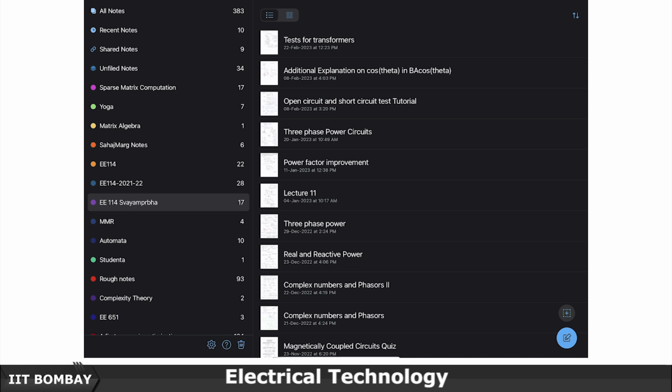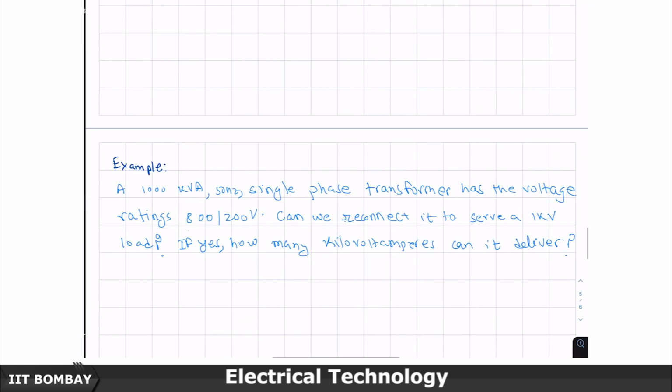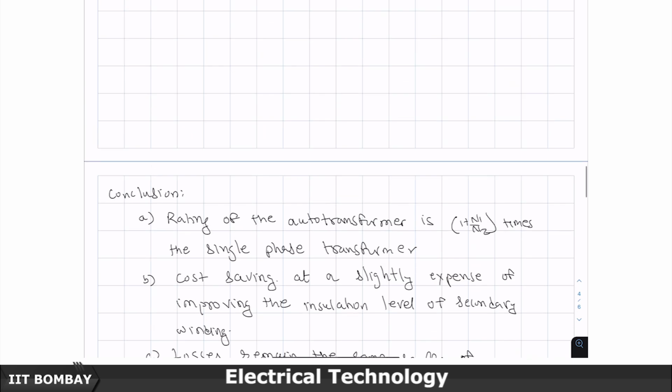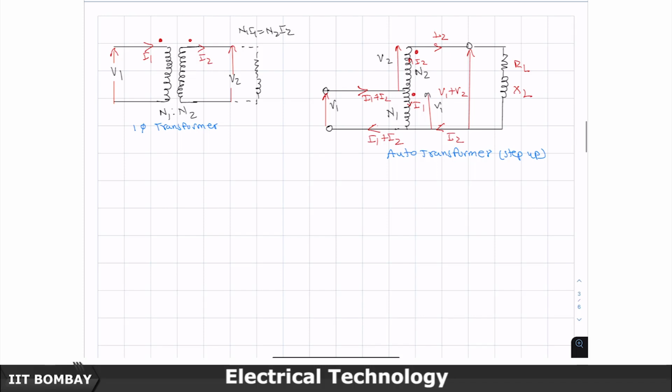That is the next topic I am taking up, a very interesting topic, auto transformer. So, what is an auto transformer? An auto transformer is essentially a device in which the primary and the secondary windings are connected in series to boost the voltage on the secondary side.